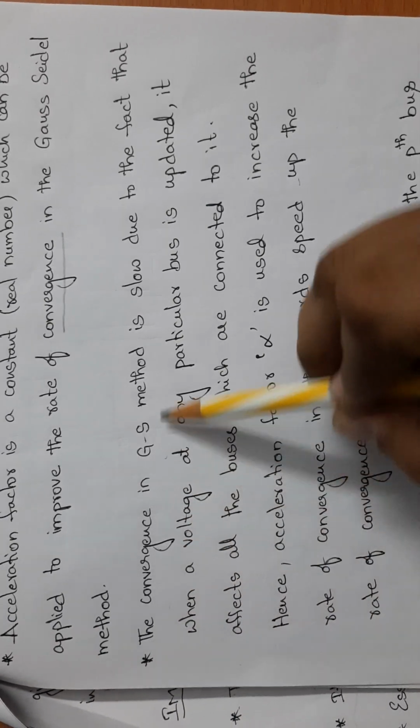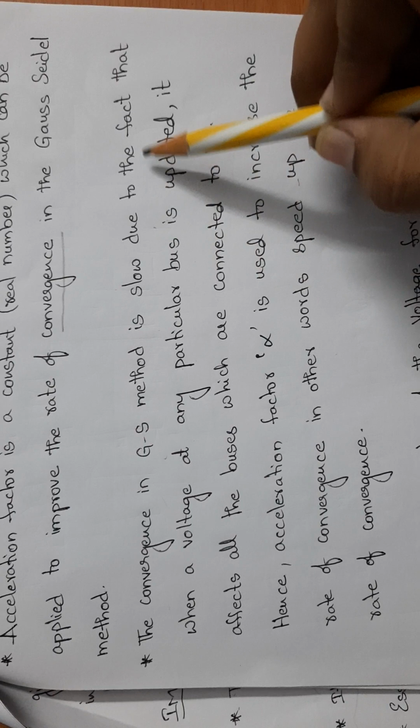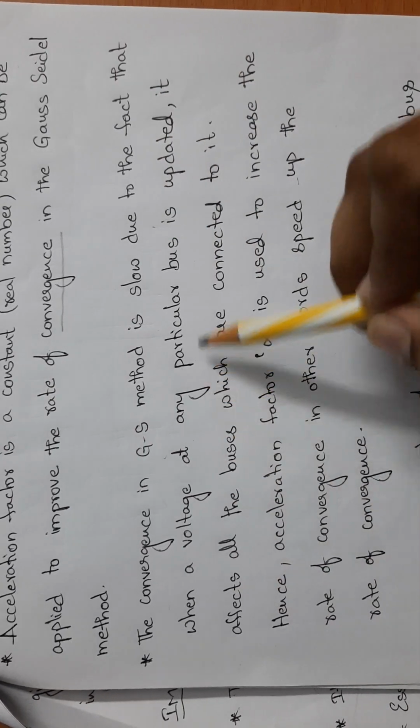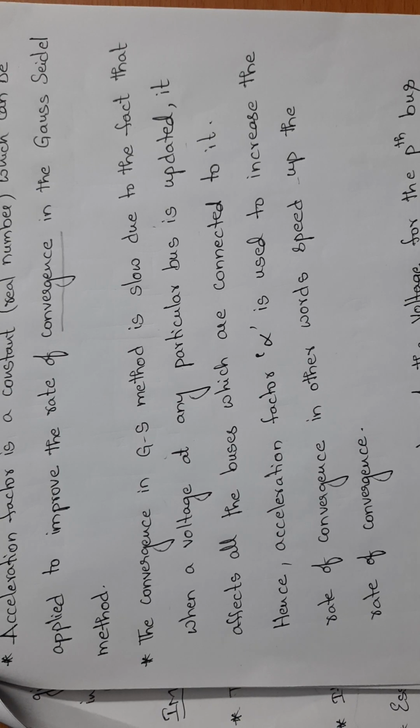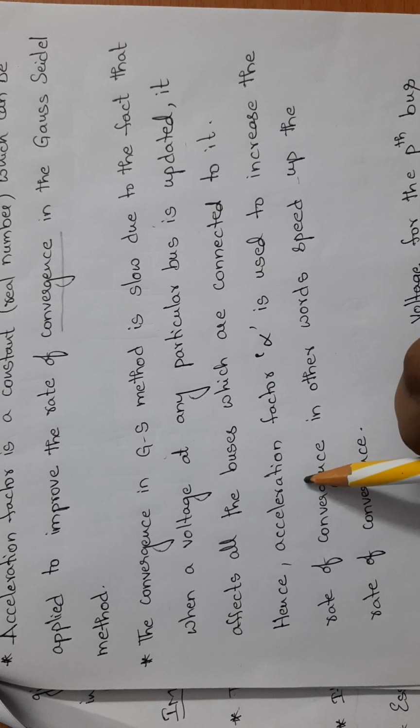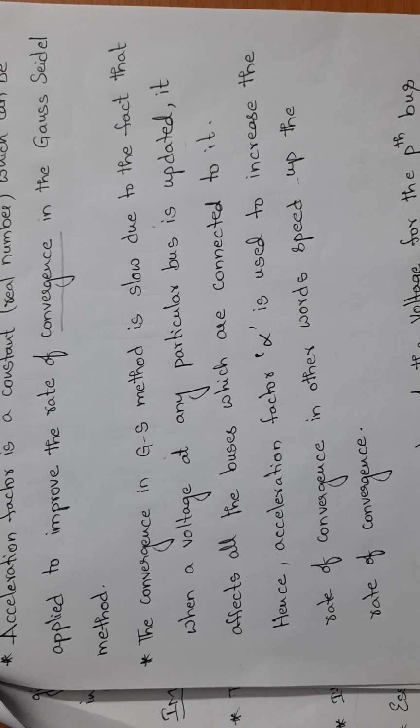So in general, convergence in Gauss-Seidel method is slow due to the fact that when the voltage at any particular bus is updated, see, like if we have updated any one particular bus, then this particular updation will affect all the other buses also. So it takes more time in order to reach the optimum solution, and hence I am going to use this acceleration factor alpha.